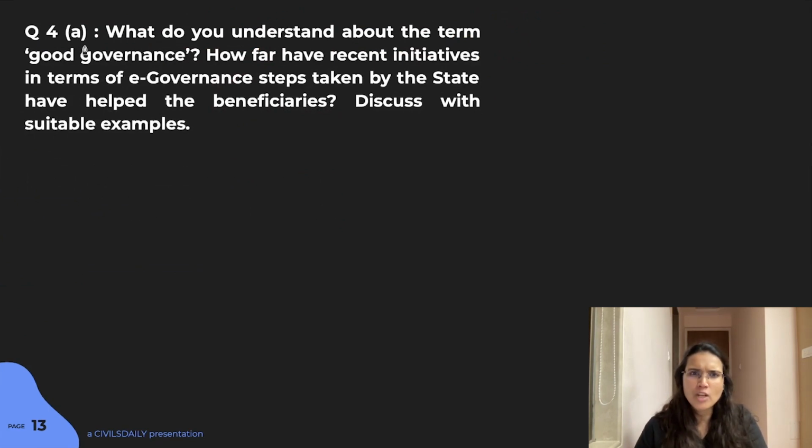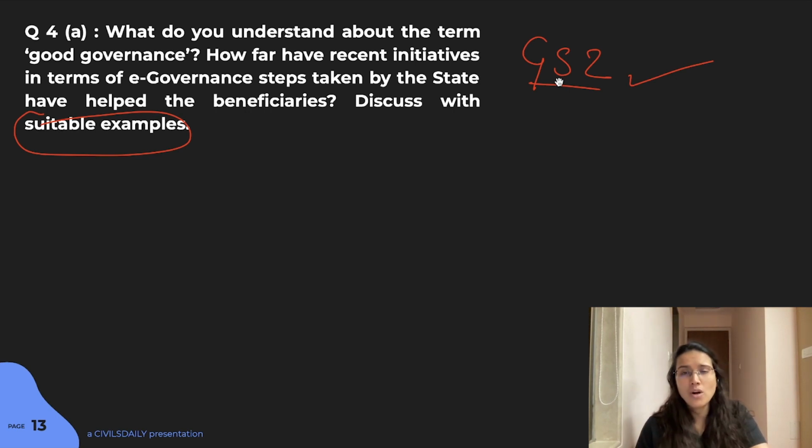Now, with respect to question 4A, this question is a bit direct. All you needed in this particular question was examples. And since it's e-governance, I think a bit of your knowledge with respect to GS2 could have helped you here. If you've not written any examples, it's fine. But if I would check somebody's copy who has a lot of e-governance related examples or initiatives, I would be more impressed by that answer.